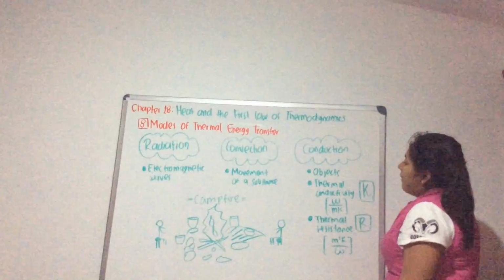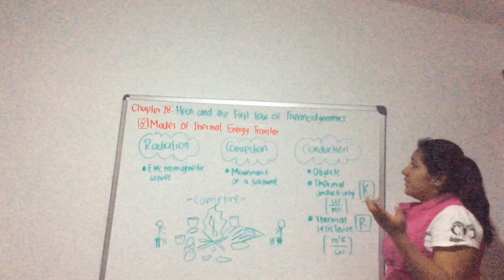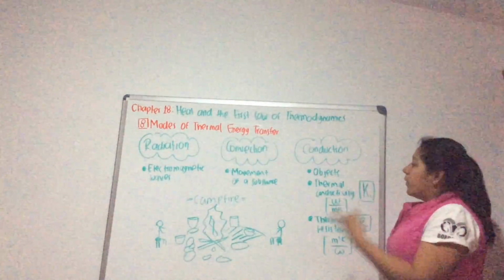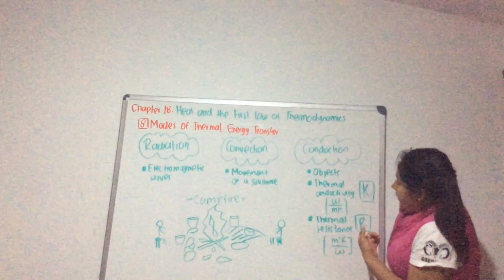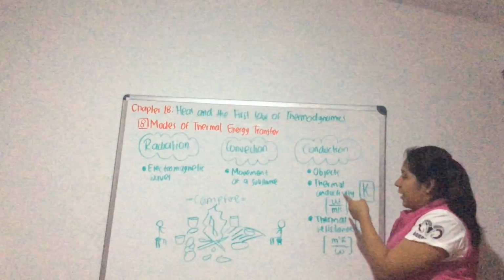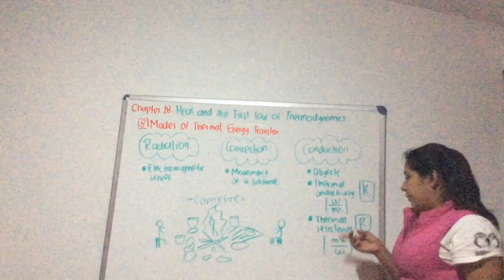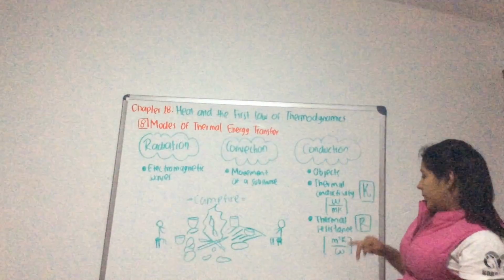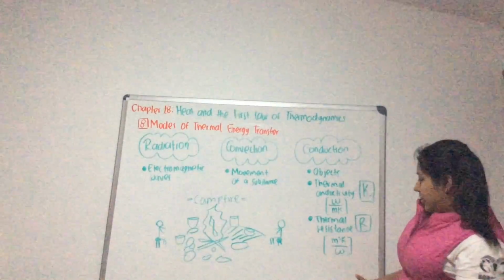Here we have two new concepts for this mode: the thermal conductivity, which is represented by the letter K, and these are its units. And finally, the thermal resistance, which is represented by the letter R, and these are its units.